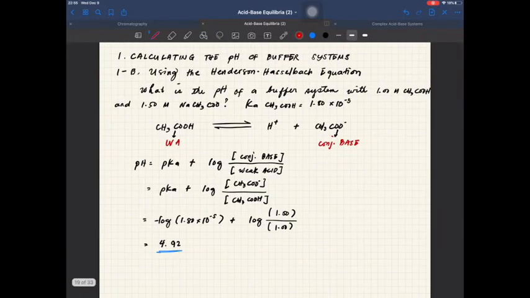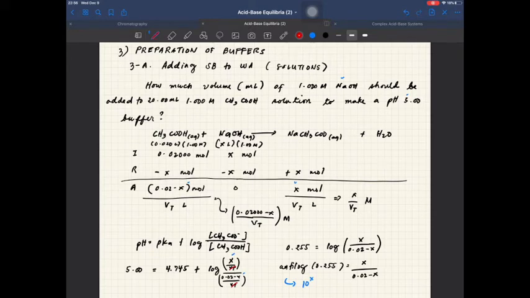The other way to calculate the pH of a buffer system is through the Henderson-Hasselbalch equation. The Henderson-Hasselbalch equation has this formula: pH is equal to pKa plus log of the conjugate base over the weak acid. The pKa is the negative log of Ka, which can be calculated directly, and the concentrations of the conjugate base and the weak acid are also provided here. Just plugging everything into this equation, we get the pH value, which is equal to 4.92. Take note that the main assumption for the Henderson-Hasselbalch equation is that x is negligible.